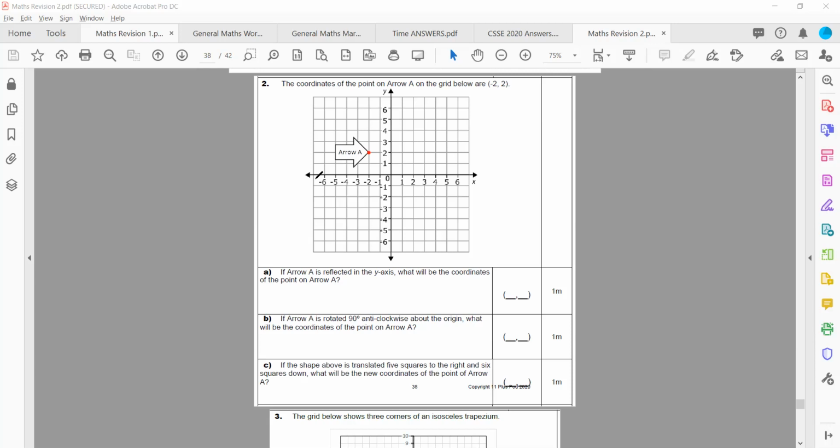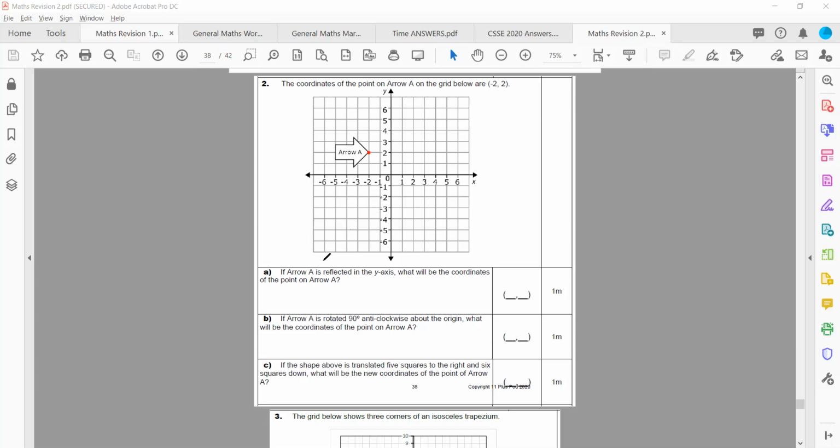Now remember, with your coordinates, you always go along the corridor before you go up the stairs. So the X coordinate always comes first and the Y coordinate comes second. If it helps you to remember, X comes before Y in the alphabet as well. So you always do the X first.